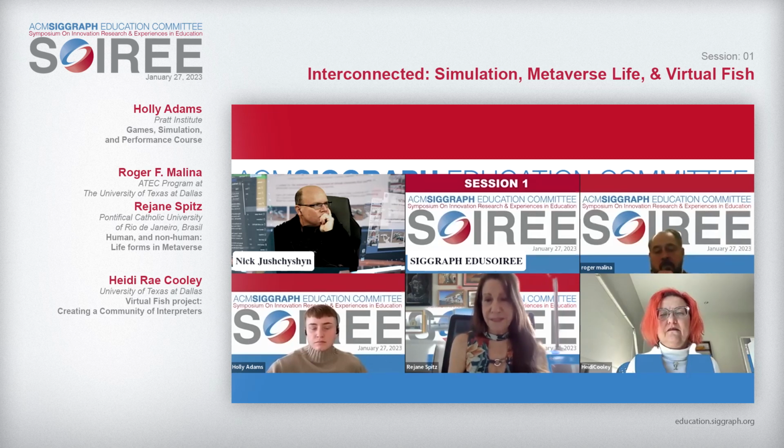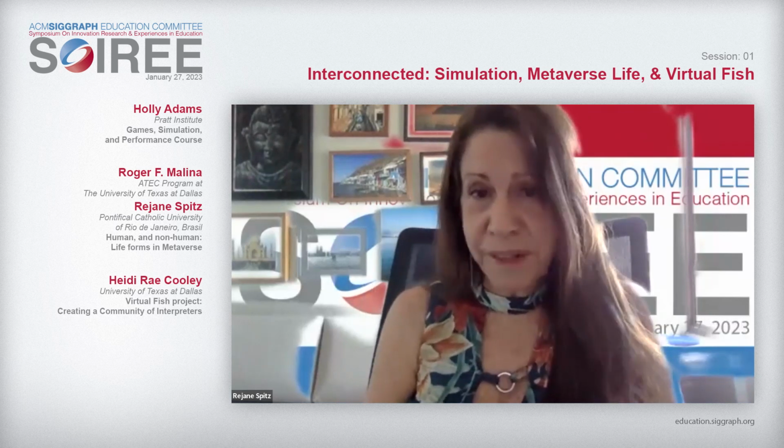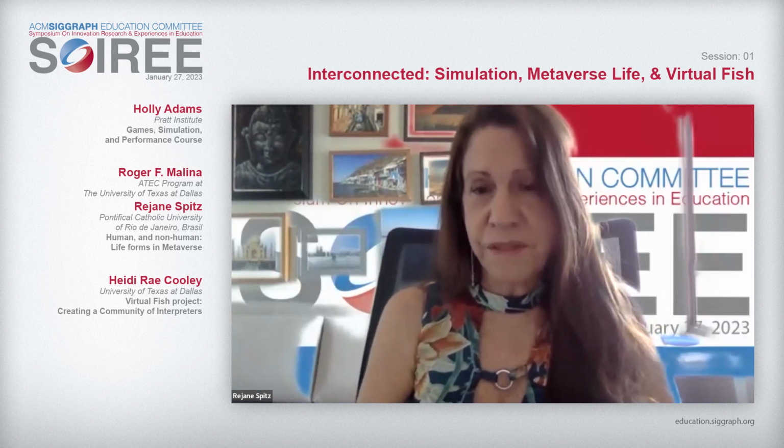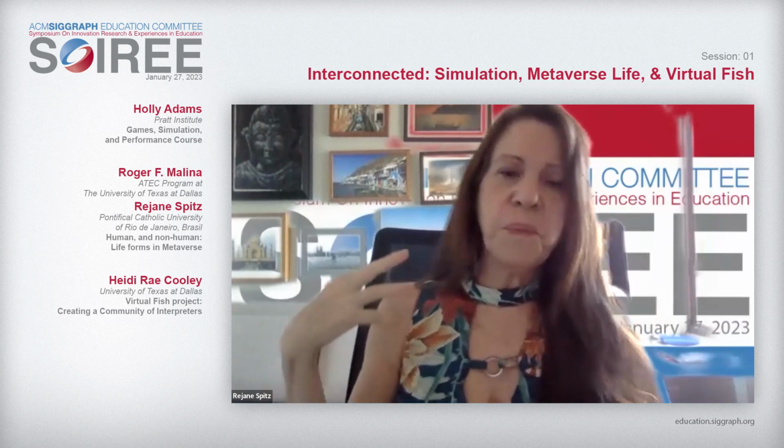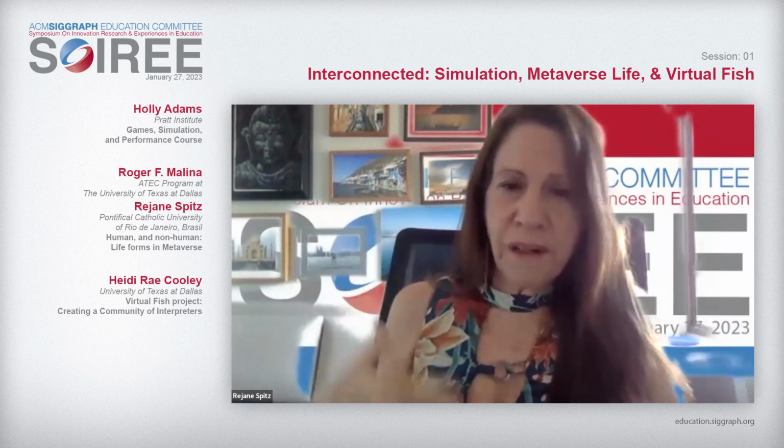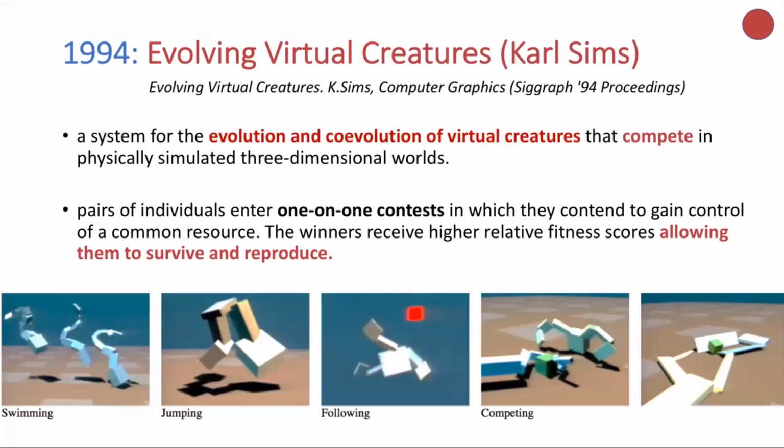So we come up with a few examples. Back in the 90s, Karl Sims came up with these evolving virtual creatures, published in the proceedings of SIGGRAPH 94. These were creatures that could evolve and co-evolve by competing in physically simulated three-dimensional worlds. They would go into one-on-one contests, and depending on their scores, they would be allowed to survive and reproduce. This is very, very interesting. I highly recommend people read this paper that is so old, but so incredible.